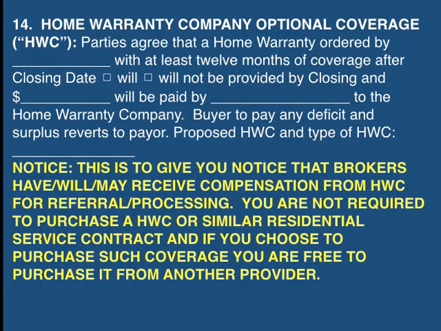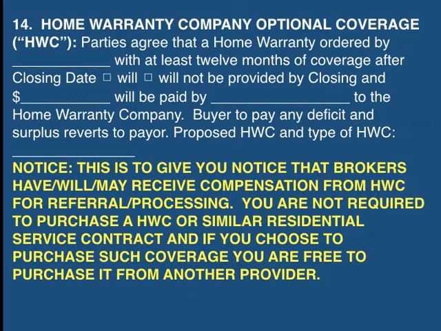Now the next section has to do with the home warranty. Home warranty company optional coverage. They now refer to that as HWC. Parties agree that a home warranty ordered by blank with at least 12 months of coverage after the closing date either will or will not be provided by closing, and blank dollars will be paid by blank to the home warranty company. Buyer to pay any deficit and surplus reverts to payer. The proposed home warranty company and type of home warranty is a blank line for you to put in the name of the warranty and the type of plan that you're getting.